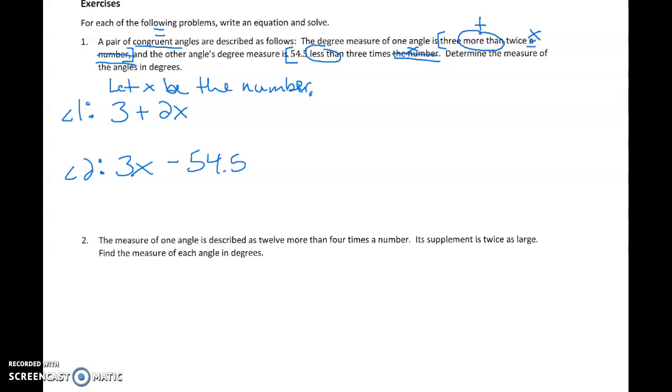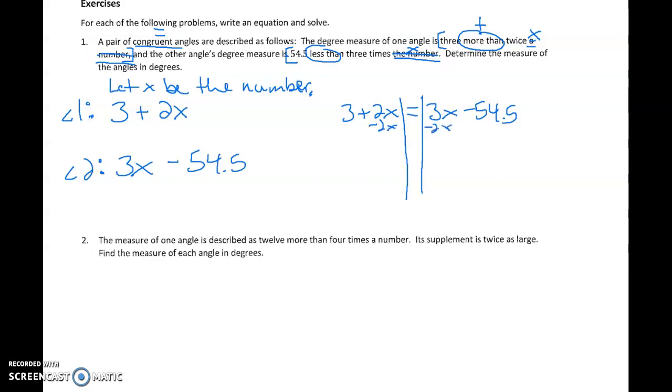So now, again, these are congruent. They're equal. This pair of angles is equal. So I'm going to say 3 plus 2x is equal to 3x minus 54.5. If we go back to our rules, simplify each side. We can't add these together. They're not like terms. So now we are going to have to get rid of the x's on one of the sides. I'm going to choose to get rid of the smaller one. You don't have to. It doesn't matter which way you go, but I'm going to get rid of this 2x here. It's a positive 2x, so I'm going to combine it with a negative 2x.